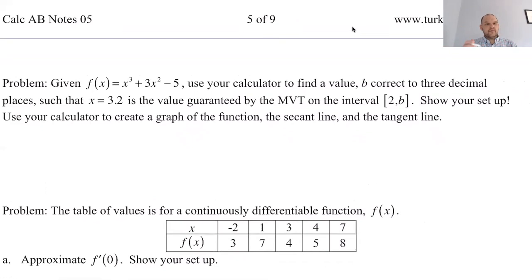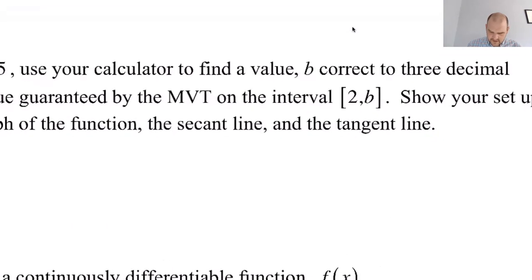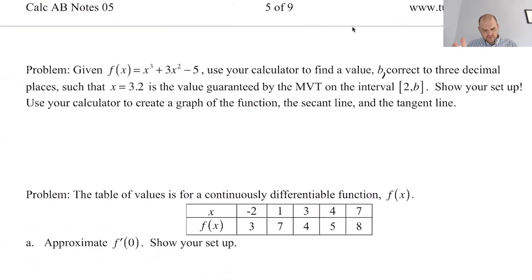All right, so problem. Given f of x equals x cubed plus 3x squared minus 5. Use your calculator to find a value, b. There should be a comma there. Let's edit that. Comma, b, correct to 3 decimal places such that x equals 3.2 is the value guaranteed by the mean value theorem on the interval from 2 to b. So this is interesting. Show your setup.